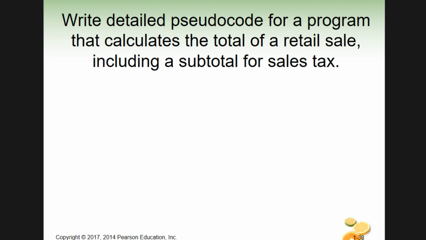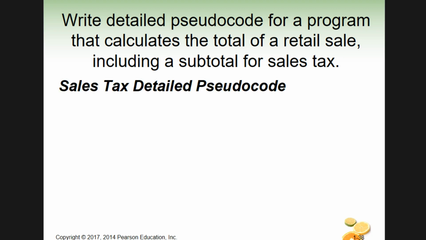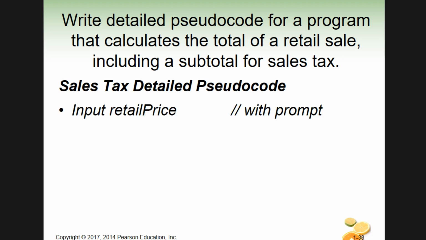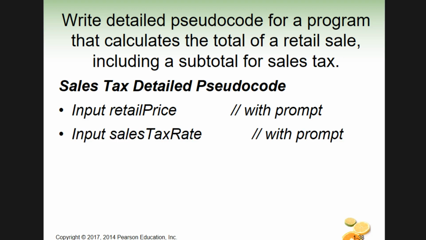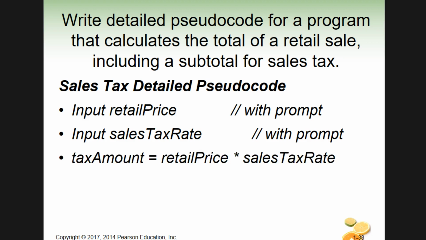Okay, so hopefully you paused the video and you had a chance to go ahead and attempt this, just for your own practice. Okay, so I'll give you an example of what this pseudocode might look like. This is a little bit more detailed. So here we go, sales tax detailed pseudocode. So here we have input retail sale, and you can see on here with the name, a prompt, meaning they're going to be asked for it. We'll talk about the backslashes there and commenting on lines and sections in your code later on.